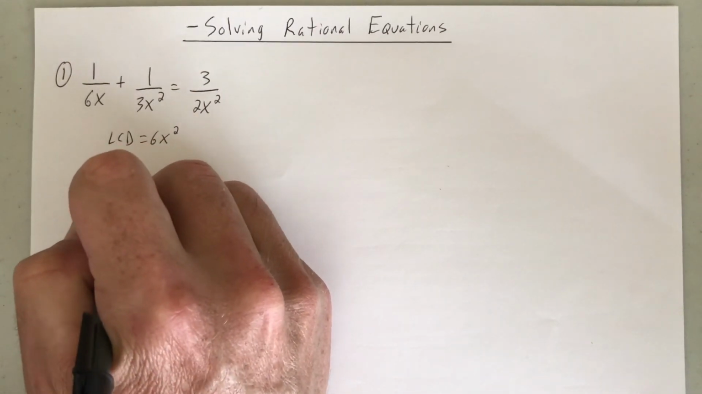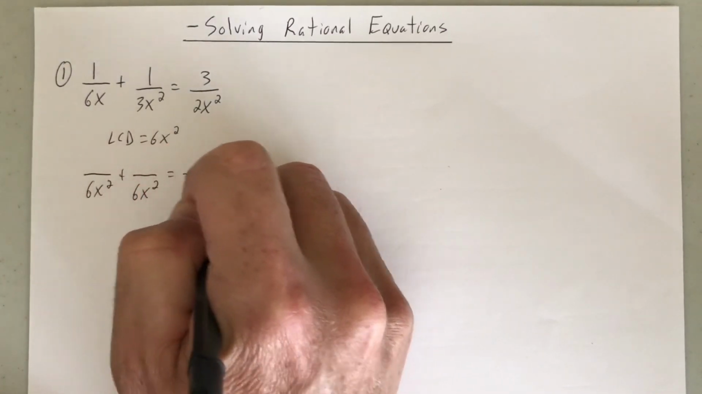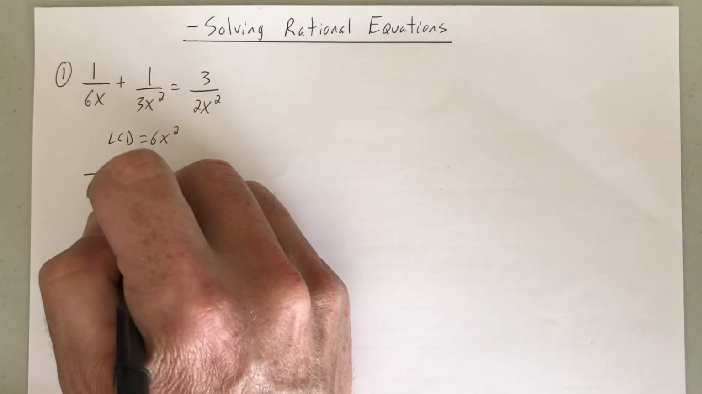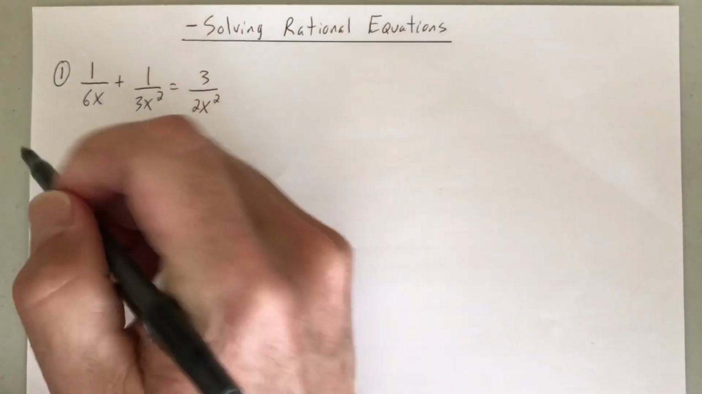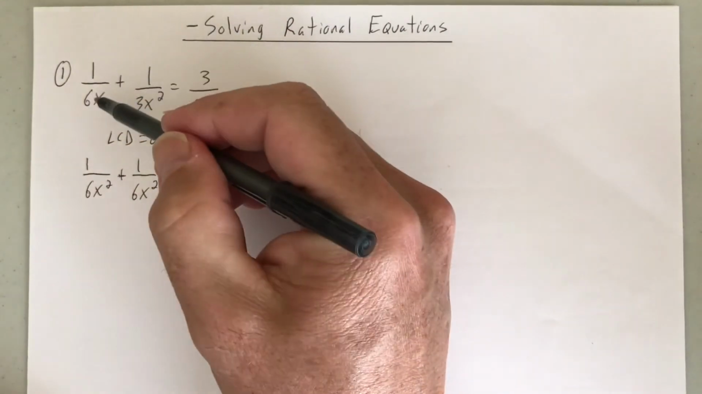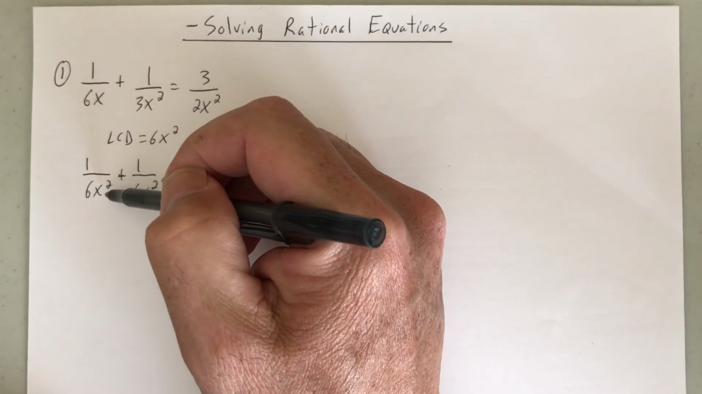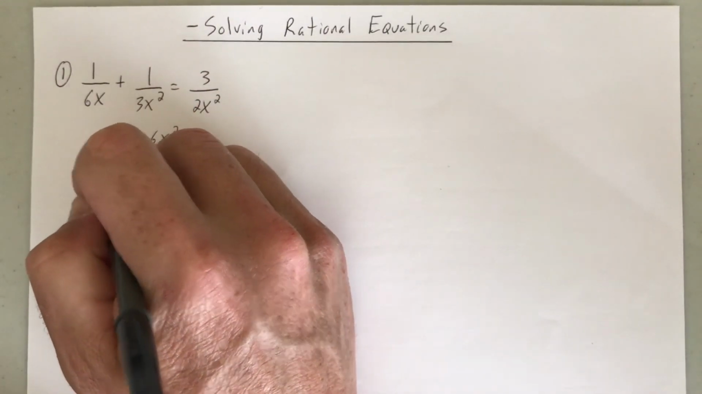So I'm going to rewrite my equation with that least common denominator. Now, in order to make 6x a 6x squared, and let me go ahead and put everything else that I have up top here first. So in order to do that, make a 6x a 6x squared, you have to multiply the top and the bottom by x. So I'm going to put that here.